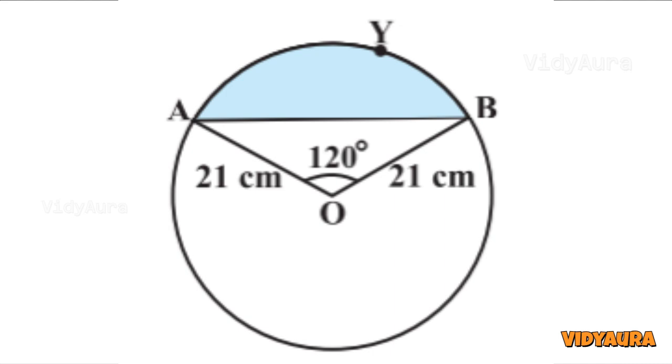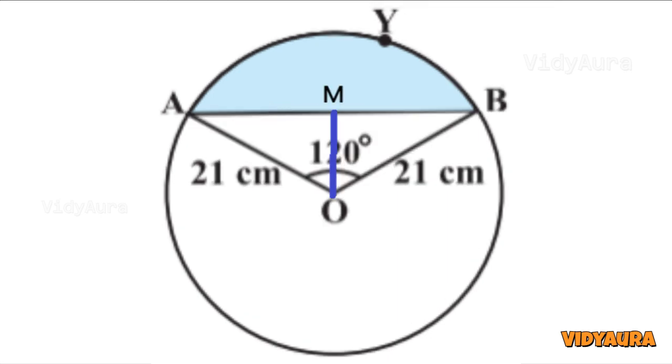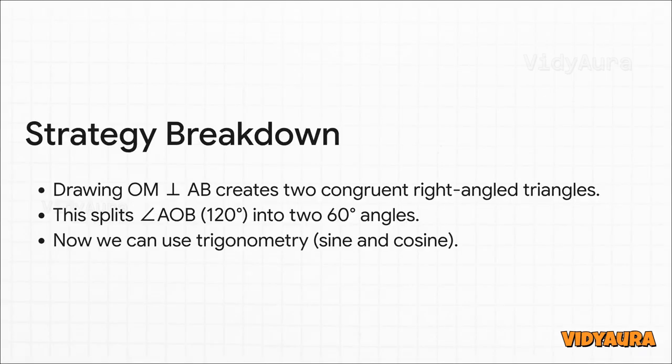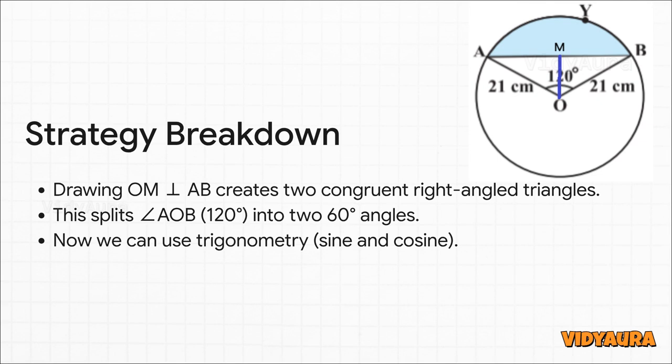We're going to draw a line straight down from the center, O, to the chord AB, so that it hits it at a perfect right angle. Let's just call that point where they meet M. This one little line, it is the key to this entire problem.